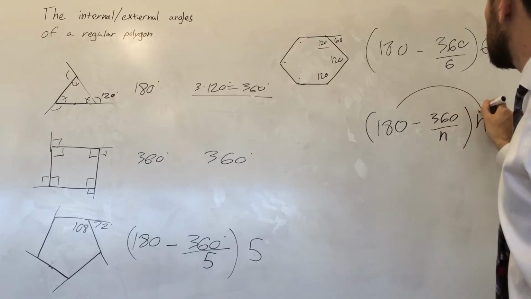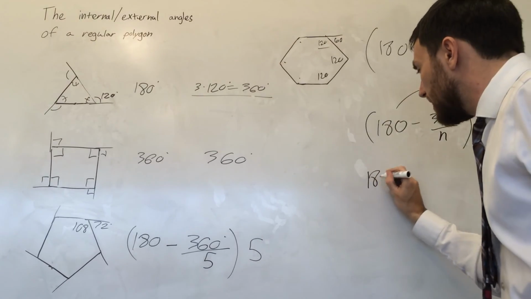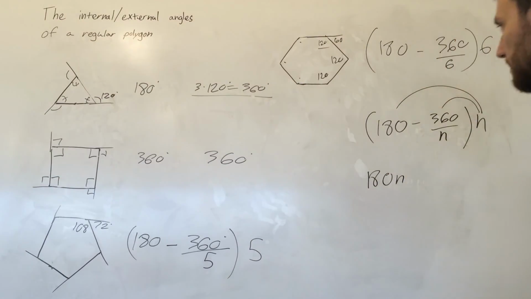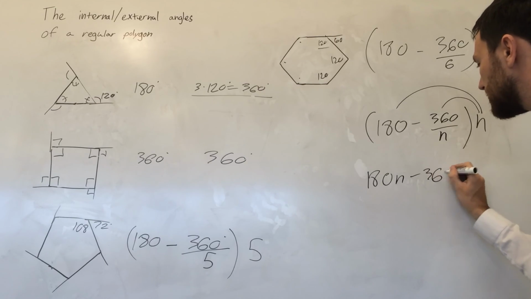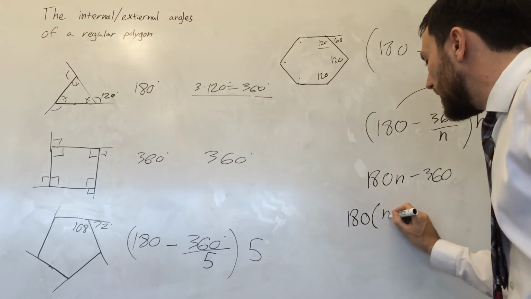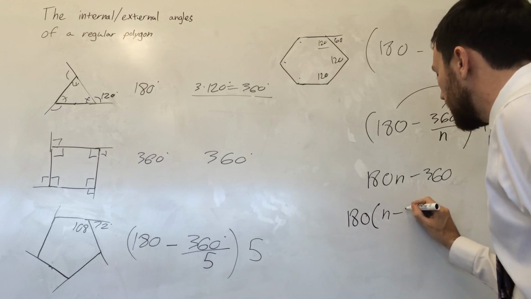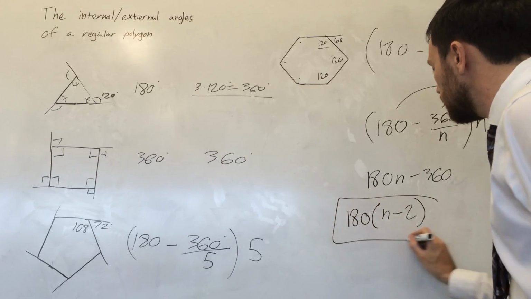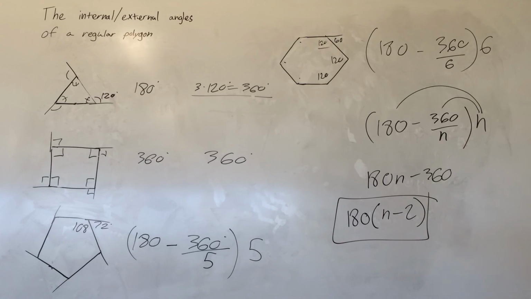Now what we do is we distribute this n real quick, and we get 180 degrees multiplied by n minus 360 degrees. Distributing out 180, we get 180 multiplied by n minus 2. And this is the equation for the internal degree measure of any regular polygon.